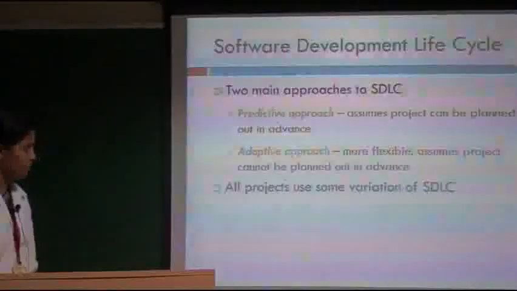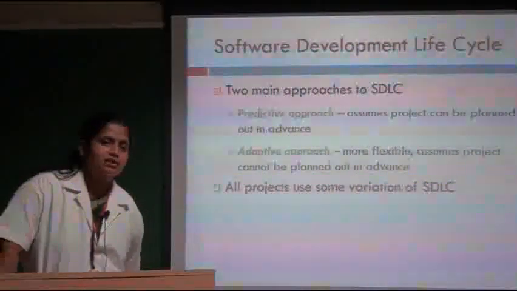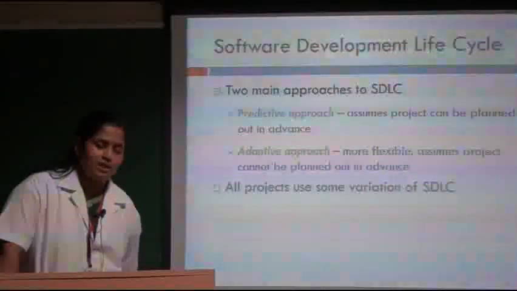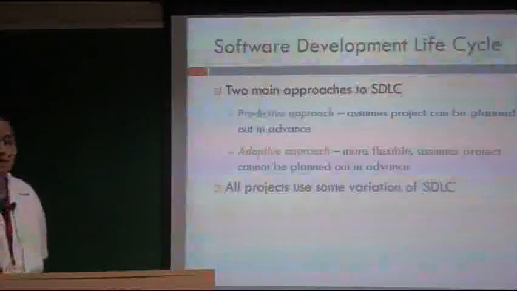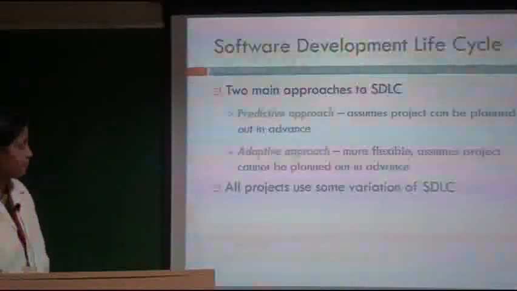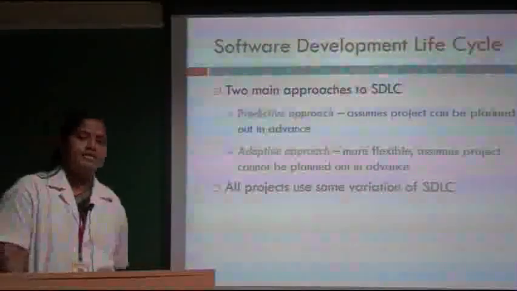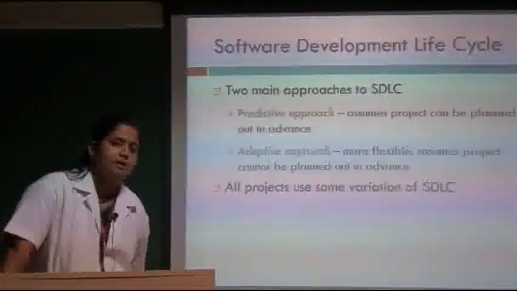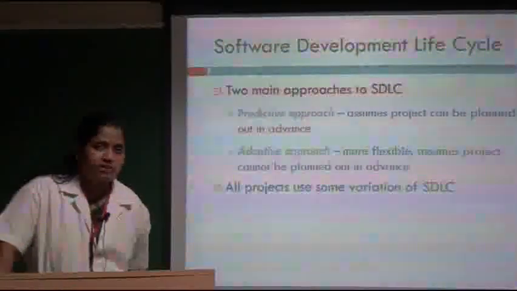Whereas in adaptive approach, it is more flexible. The project cannot be planned out earlier, but it can be planned in parallel, and the adaptability is more in this kind of approach. It can change then and there. In every phase, if there is a change in requirements, that can be adopted here and in the next consequent phases. So all projects use some variation of SDLC.